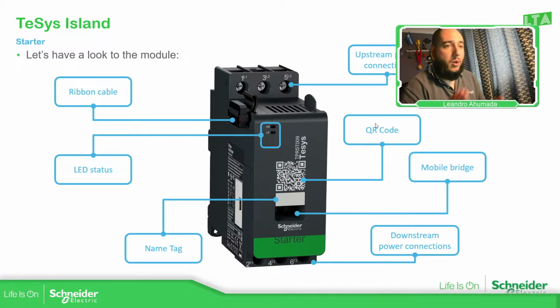Now, this is going to be almost the same for all of our products in the TeSys Island offer. At the top, we have the upstream connection. If you have the GB2, you can have the connection to that. Then you have the ribbon cable that allows you to connect into the bus coupler, or the complete TeSys Island, one next to the other. Let me just show you.